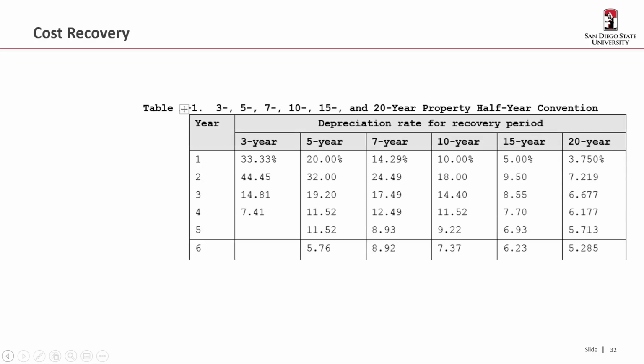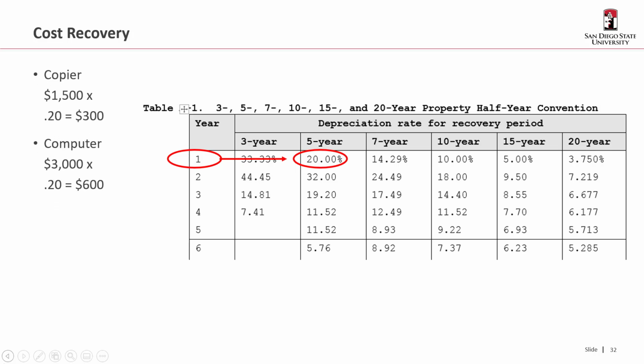And now we can go through all the steps. But the half-year convention table, notice it basically includes 3, 5, 7, 10, 15, and 20-year property. So there's not a separate table for each; there's just a single half-year convention table. But it would function identically. So if we were going to do the copier, for example, we'd say first year, for 5-year property, 20%. So we just take 20% of 1,500. For the computer, it was also 5-year, so we take 3,000 times 0.2 as well.